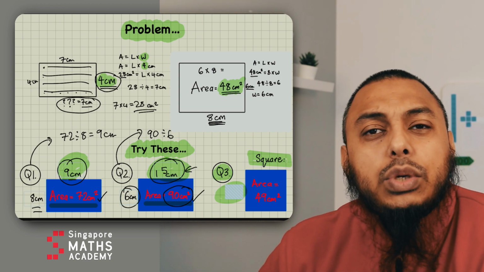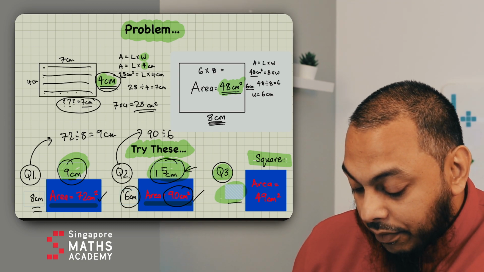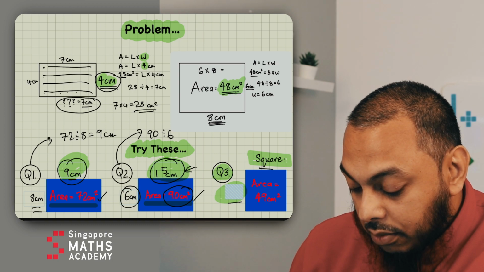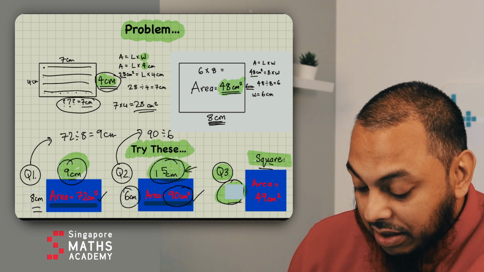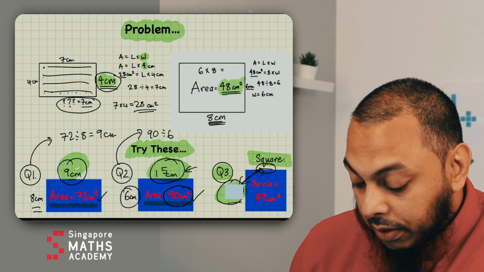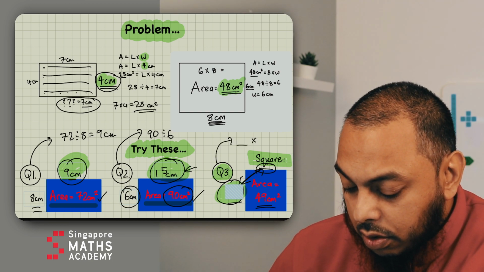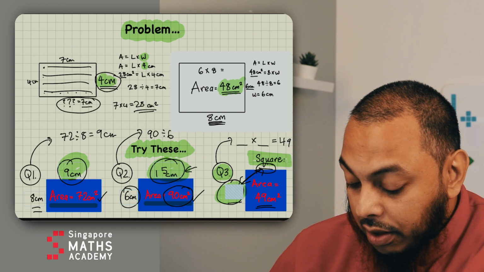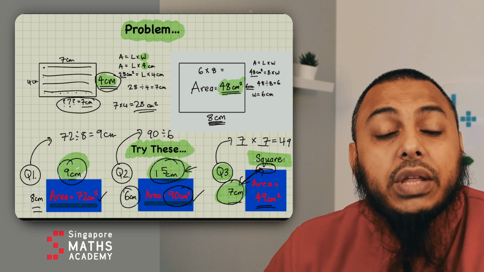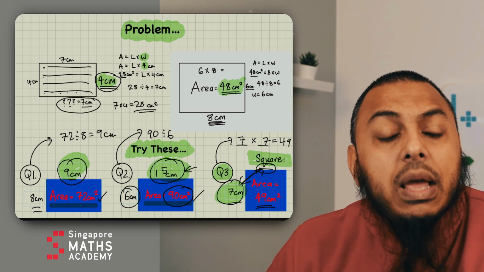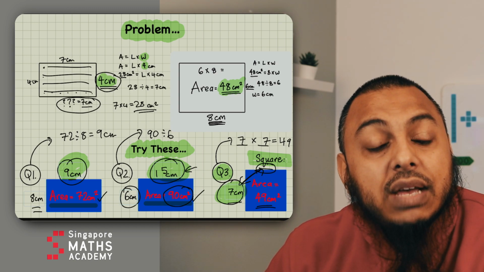The last one's a bit more tricky, right? It's a square. What do we know about squares? We know the length and the width are the same. So we've got a number here multiplied by this number, which is the same. These two are the same, to give me 49. Which number multiplied by itself gives me 49? 7 times 7 is 49. So the length of this square is going to be 7, because they both have to be 7, length and the width. And that's the only way we're going to get 49, 7 times 7.